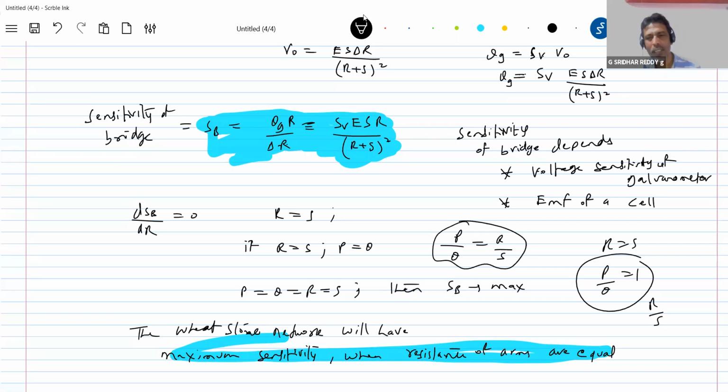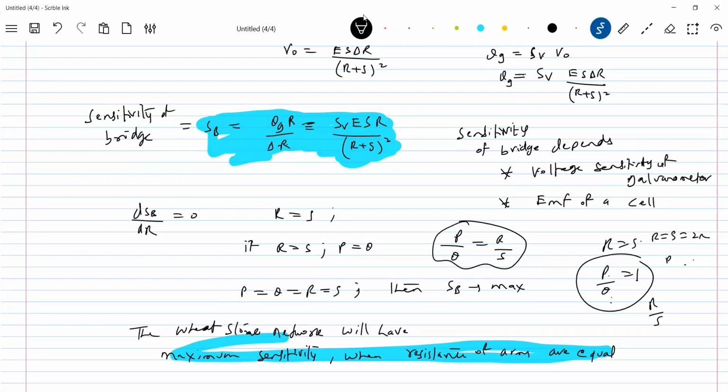My dear, look at this. When R equal to S, then P by Q should be equal to 1. So when I adjust the value of R as 2 ohm, then what does it mean? P by Q also should be equal to 1, no? Then the bridge will become more sensitive when this condition is satisfied. Yes, sir, I'm telling the same thing. P and Q should have equal resistance. R and S should have equal resistance. But why should Q and R have equal resistance?